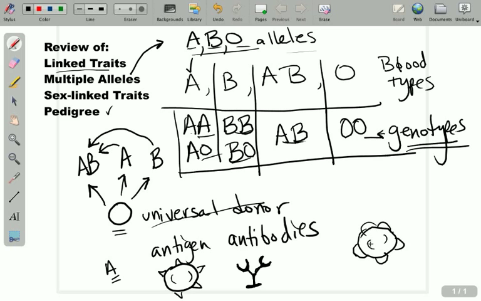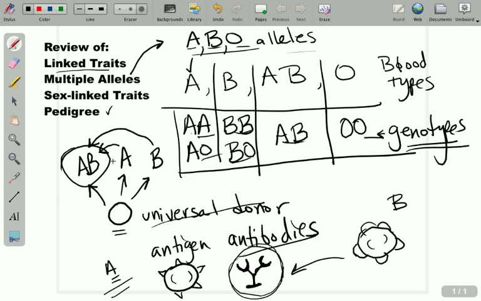These are little red blood cells, by the way, that we're drawing. If someone tries to give someone with A blood type this B blood type, well, they have something to attack it. They're called antibodies. And that's why you can't give B blood to an A person. But the reason you can give O to everyone is because O doesn't have any antigens. O blood type doesn't have these little markers that your body will freak out about if that blood enters.